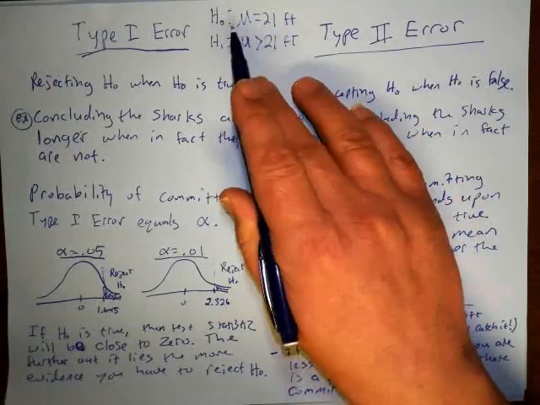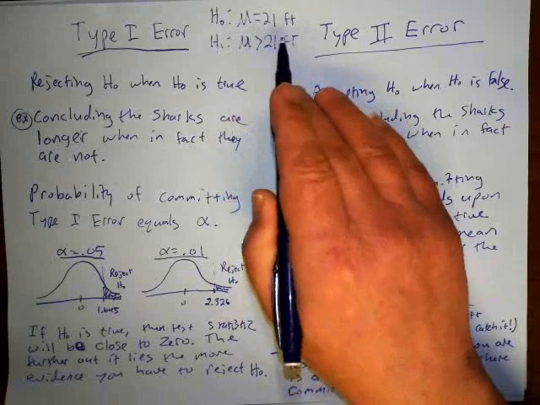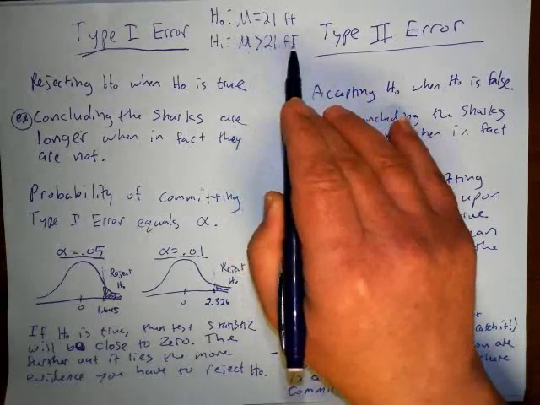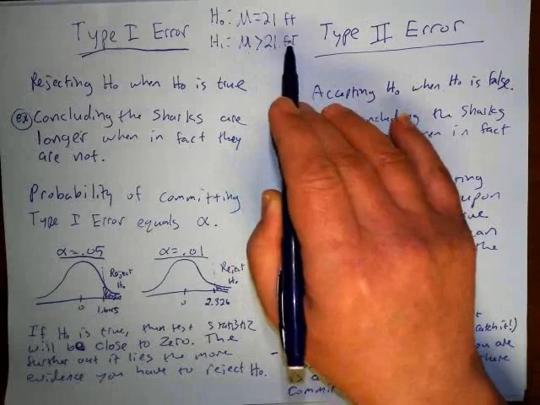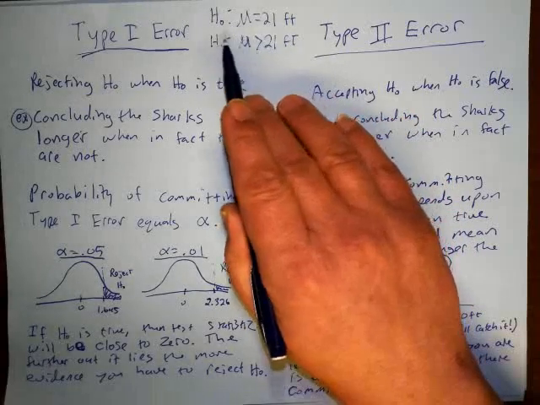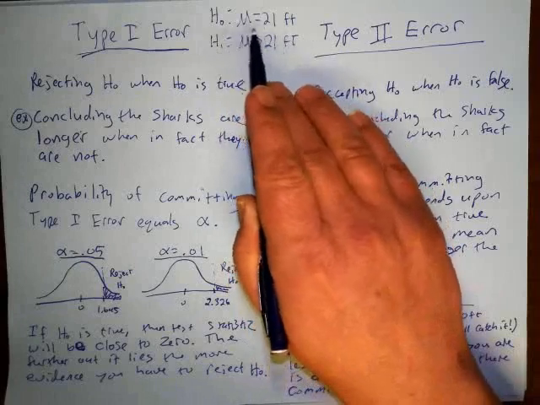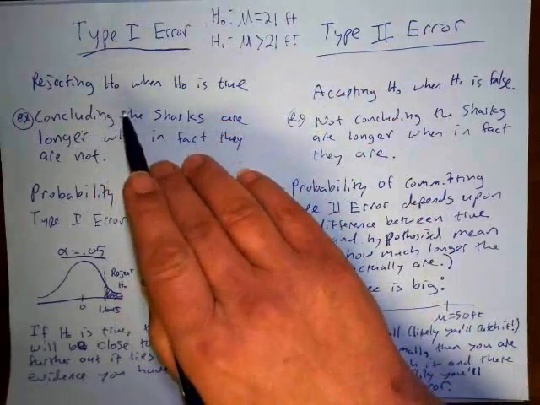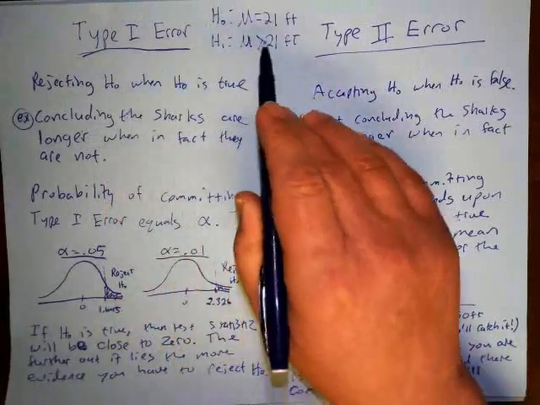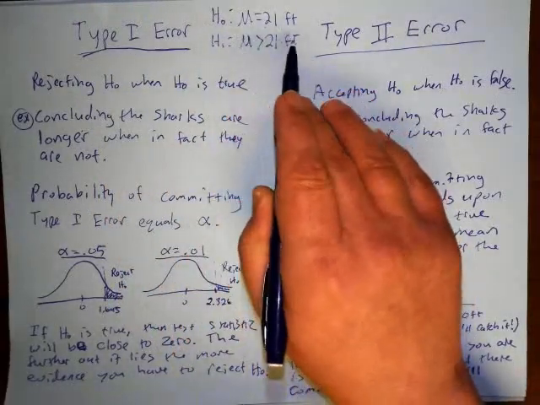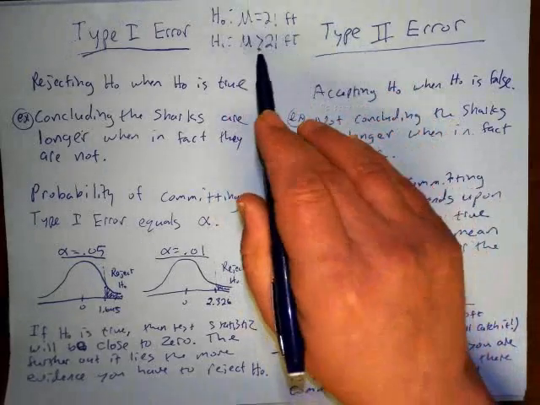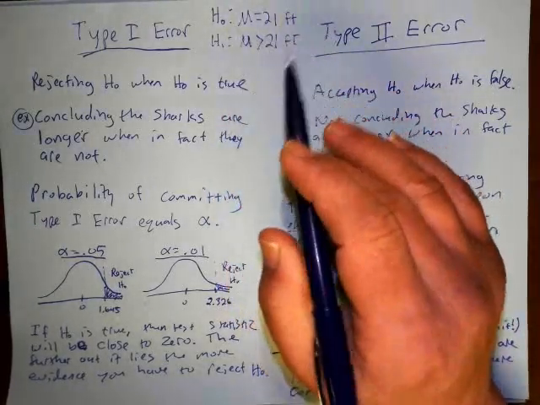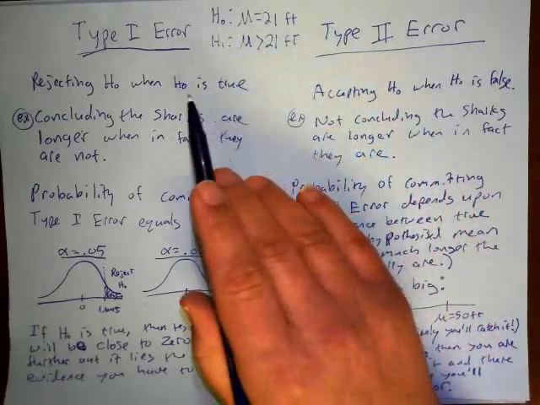Okay, and we want to see, do I have enough evidence to reject that in favor of the alternative, which says that the true mean is greater than 21 feet. Notice, in order to conclude the alternative, I have to reject H0. So when I talk about rejecting H0 when H0 is true, I'm not rejecting what it is I want to show. That makes it a little confusing here. In other words, I have to reject H0 in order to show that the sharks are really longer, right?